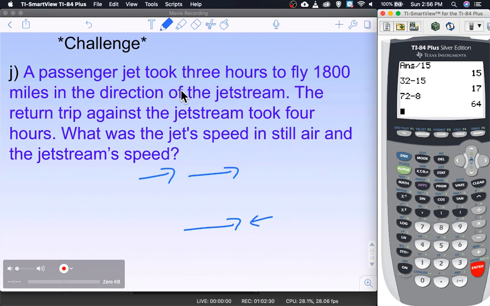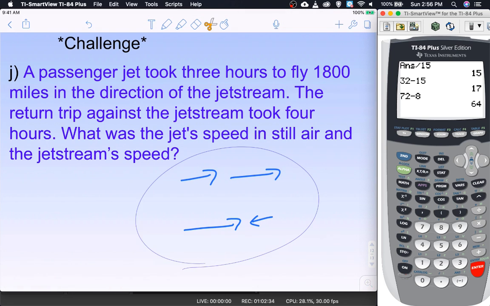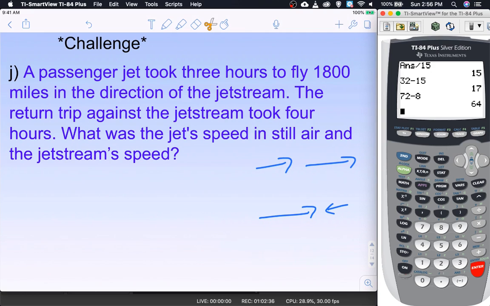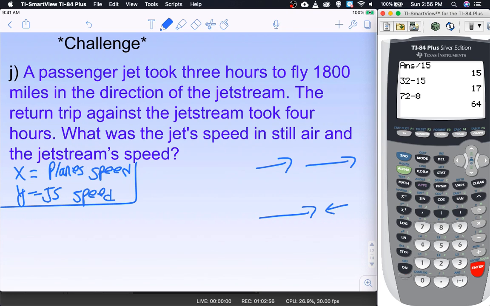See if you can set up this system of equations. Now, this is labeled as a challenge because this is fairly hard. And then we'll go through it together. All right, so our variables, x and y. I'm going to use x as the plane's speed and y as the jet stream speed. Okay, so those are variables.